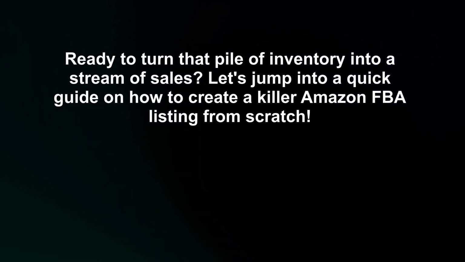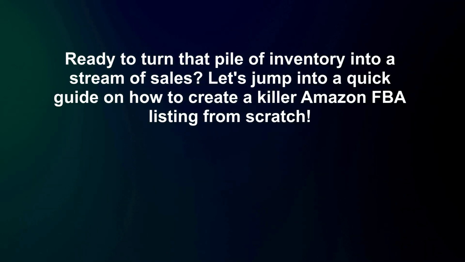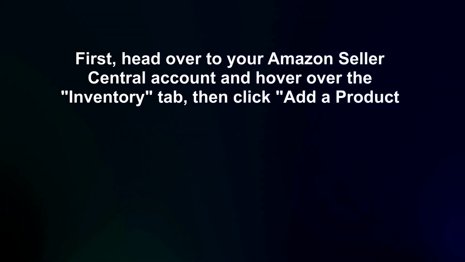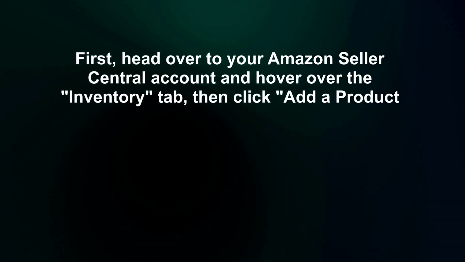Ready to turn that pile of inventory into a stream of sales? Let's jump into a quick guide on how to create a killer Amazon FBA listing from scratch. First, head over to your Amazon Seller Central account and hover over the Inventory tab, then click Add a Product.